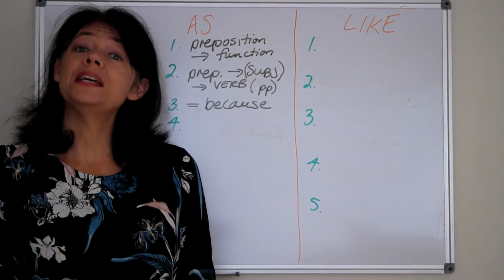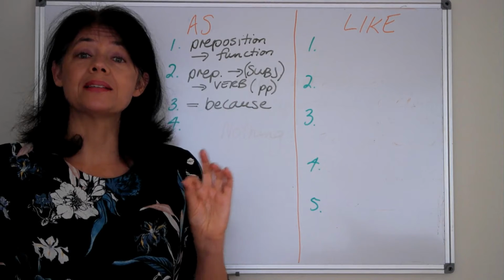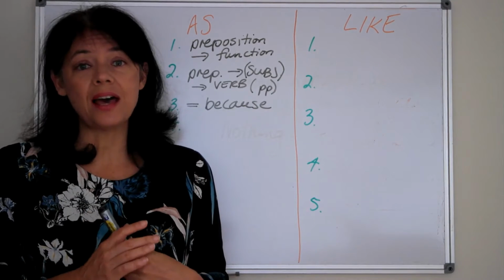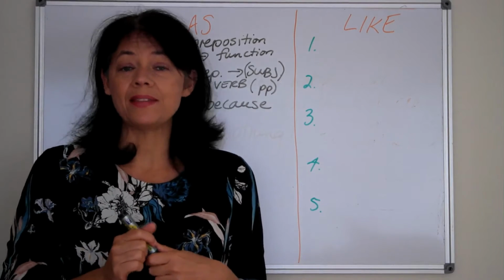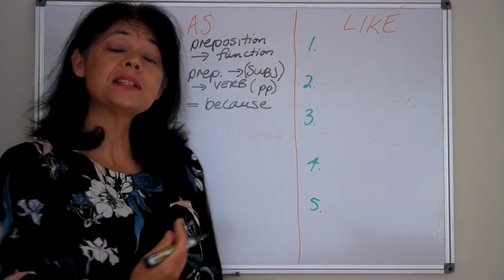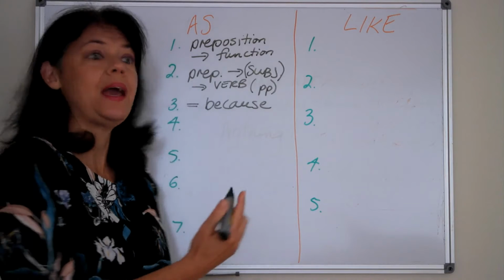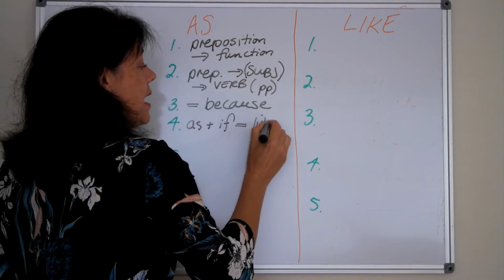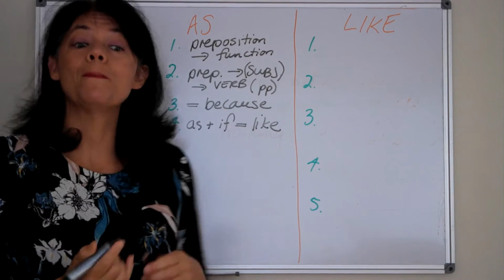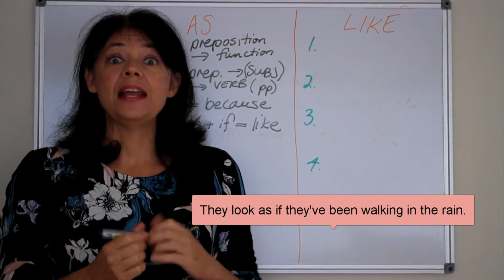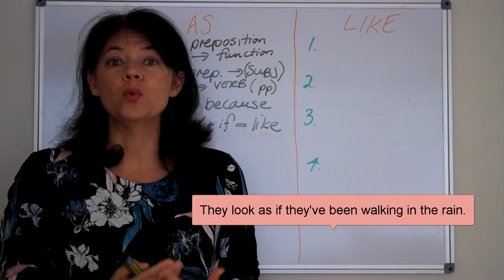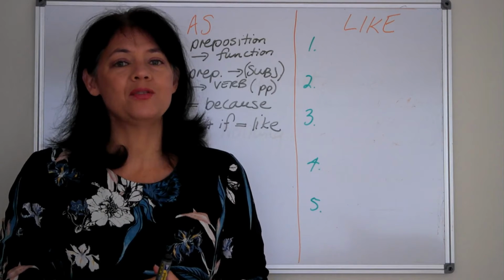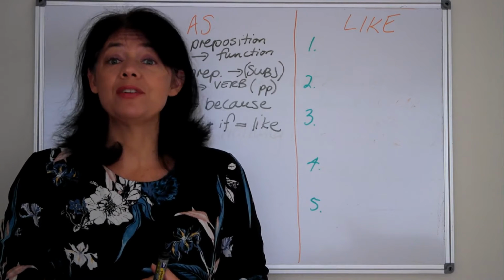Number 4, you need two words, as plus if. Now, as plus if is the same as like. So don't stress about this. You can use both of them. And obviously the purpose is to compare. So as plus if is the same as like for comparison. They look as if they have been walking in the rain. They look like they've been walking in the rain. Those two sentences are exactly the same.